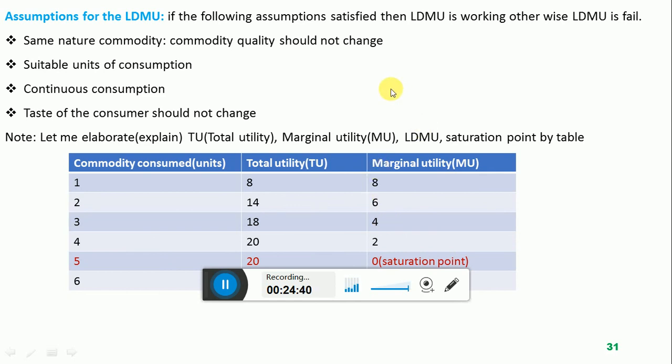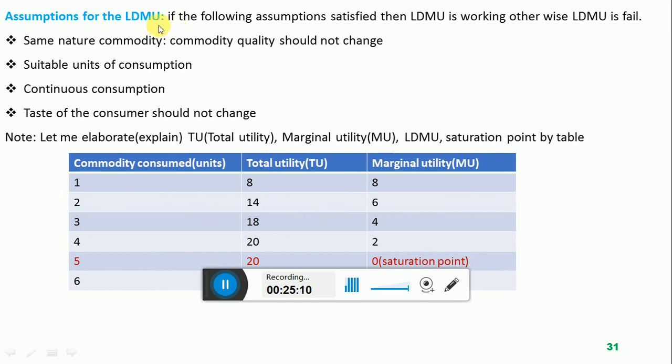This was about the law of diminishing marginal utility. Now, assumptions for the law of diminishing marginal utility. Why is the utility of the commodity diminishing, not increasing? What is the reason? We are putting some assumptions that this law is true. If these things change, then the law fails, the law is not working.